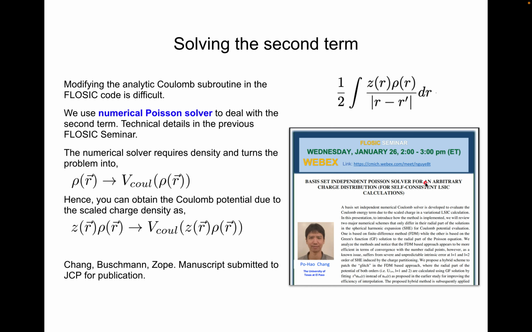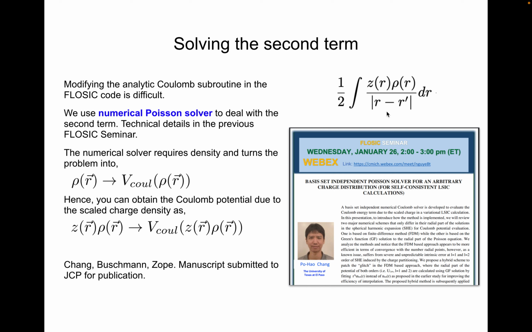Now the one last term, the second term, the scaled Coulomb term. Implementing this in the FLOSIC code is very difficult. Inside the FLOSIC code, the Coulomb energy and Coulomb potentials are obtained using the subroutine called Coupot1. As long as you are modifying the output of Coupot1, that's doable. But modifying the inside of the Coupot1 subroutine is very challenging and very difficult.